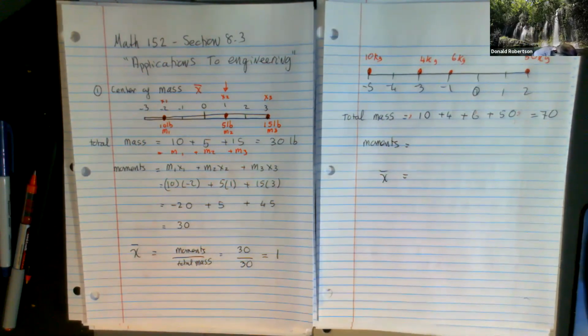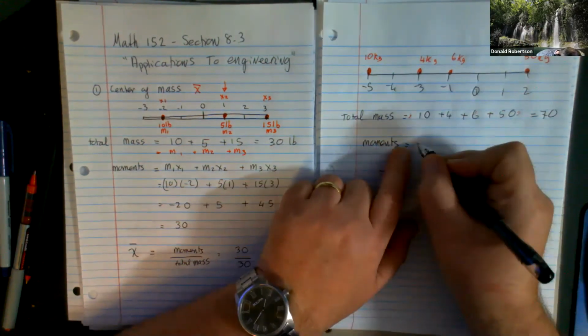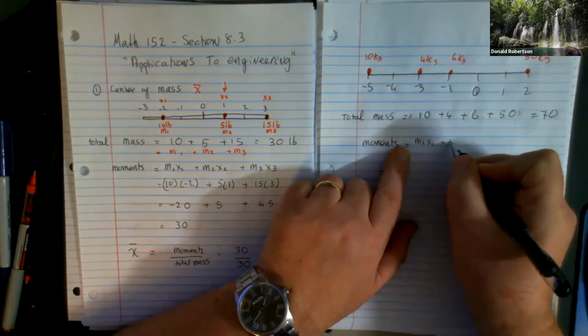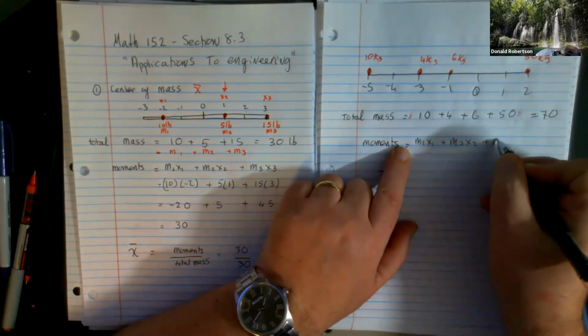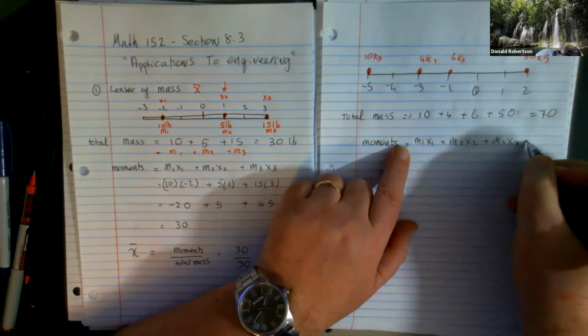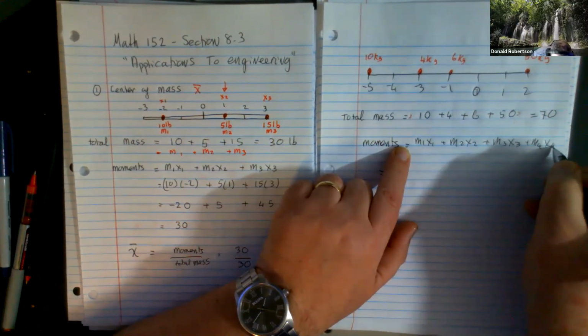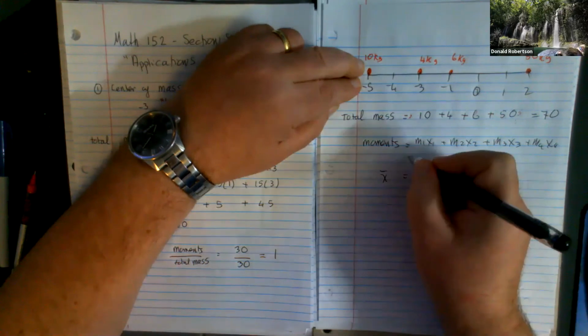Right. Now the moments are going to be M1x1, M2x2, M3x3, and finally M4x4. What that basically means is you multiply these together. So what's that going to be?